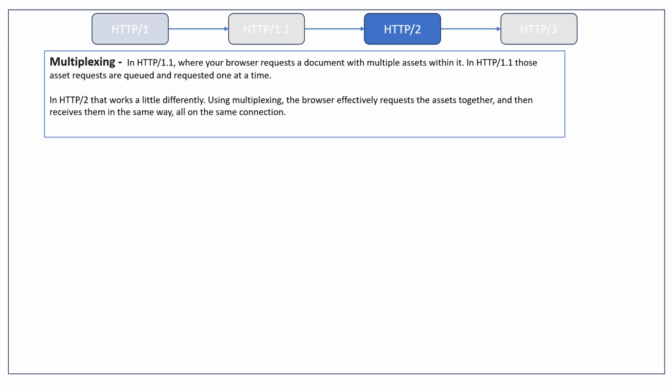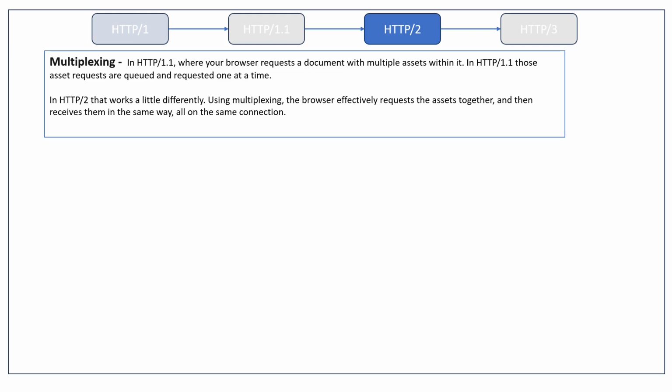Now, after the issues we have seen, the next version, HTTP2, came. It also uses the TCP protocol underneath. And when we use 1.1, whatever assets we require from the server, they can queue all the requests.